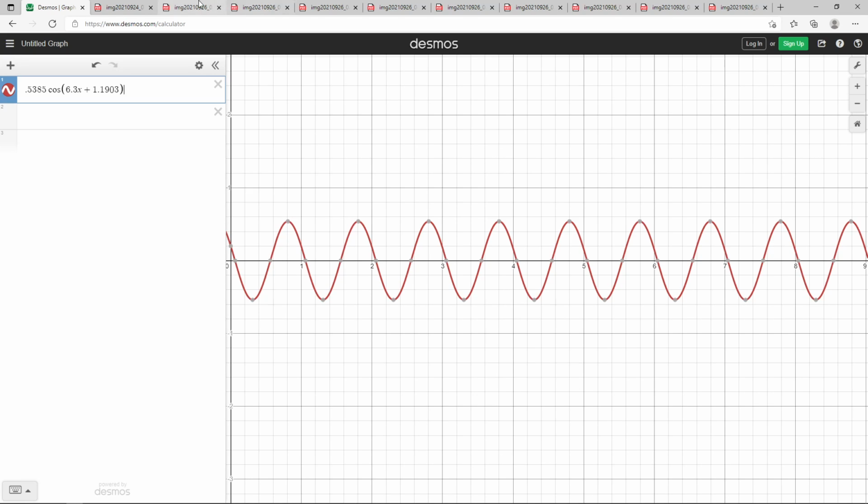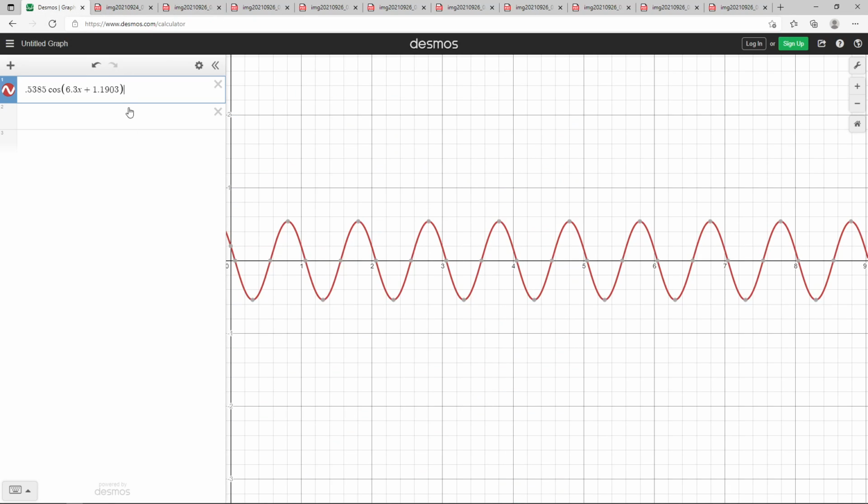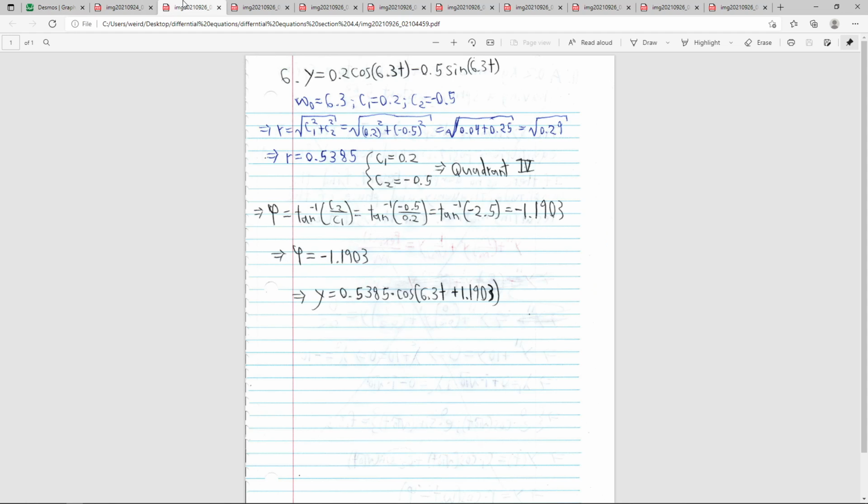Yep, 538 is our amplitude. But that's all there is to this type of sinusoid graphing. You can technically graph this by hand if you really wanted to. It's just not going to be pretty at all, potentially, unless you have a very delicate hand.